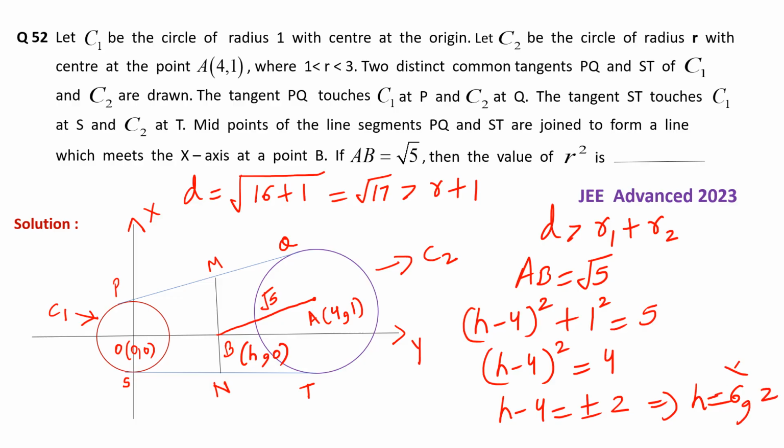Now students, the value h equal to 6 will be rejected. Why? Because the point B lies between the two circles. So h cannot be 6. So the value h equal to 2 is accepted. Now we move further.